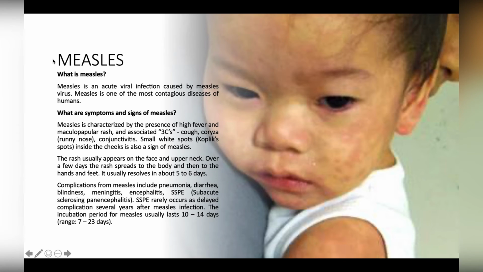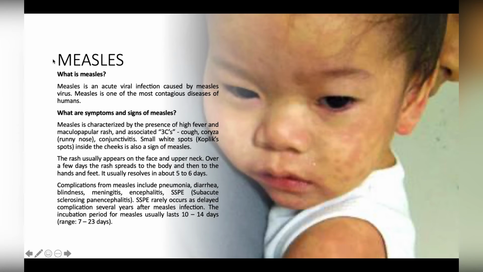Measles is characterized by the presence of high fever and maculopapular rash, and associated with the 3 Cs: cough, coryza, and conjunctivitis. Small white spots, also known as Koplik spots, inside the cheek are also a sign of measles. The rash usually appears on the face and upper neck. Over a few days, the rash spreads to the body and then to the hands and feet. It usually resolves in 5 to 6 days.